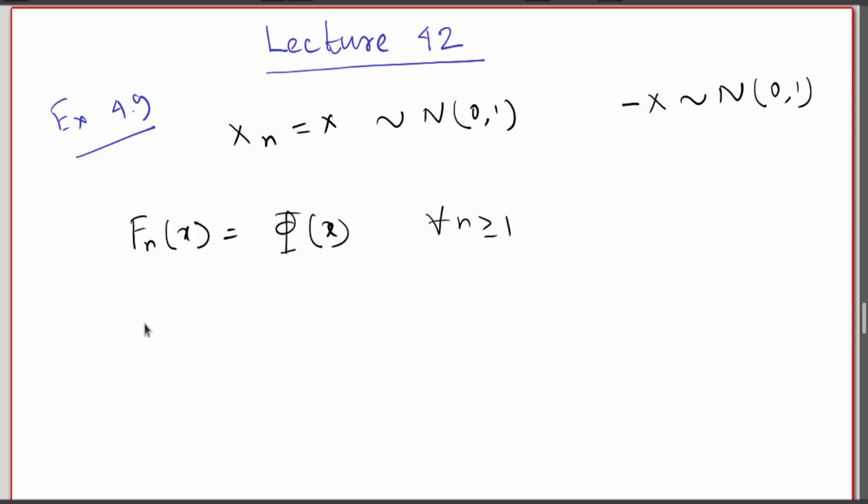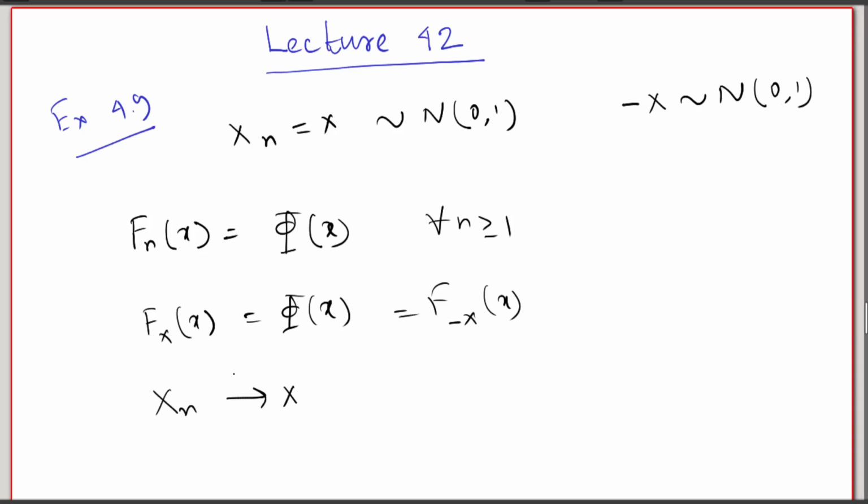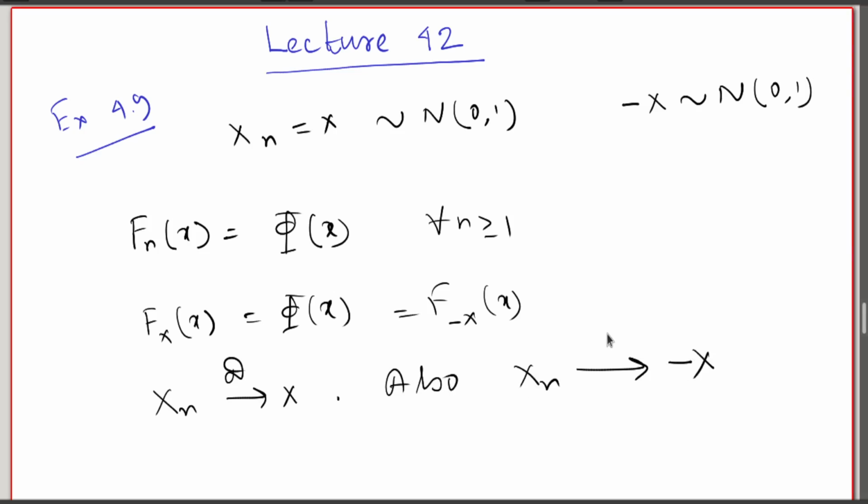And on the other hand, the distribution function of X is also Φ(x), and this is the same as the distribution function of minus X, because normal 0,1 has a symmetric density function about the point 0. So this implies that Xn converges to X in distribution. That is obvious, because this quantity does not depend on n. But along with this, the interesting part is that Xn also converges to minus X in distribution, because minus X also has the same distribution function.